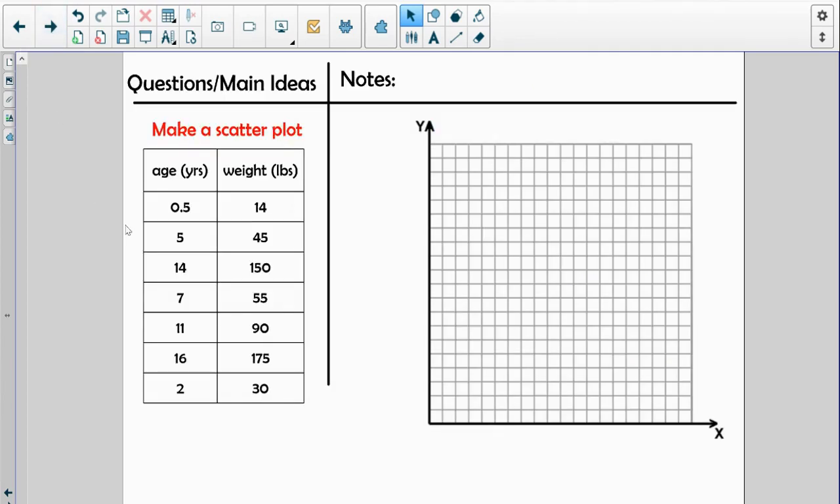So if we're making our own scatter plot, we have here the age in years compared to the weight of, I don't know if these are animals or individuals, we don't have that information. But we're going to go ahead and make our scatter plot. I'll use blue here. And we're going to label first our variables. So remember in the table, your independent variable is your input, and that goes along the x-axis. So I'm going to label, this is my age in years.